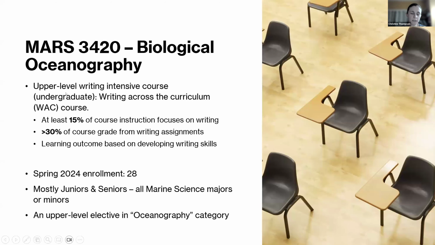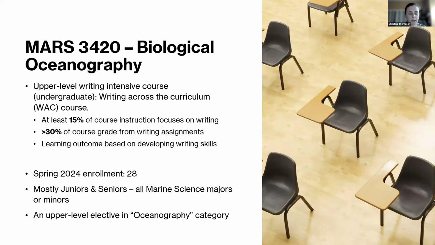So, the course that I am focusing on today is biological oceanography, and it's an upper level writing intensive course. So it's a writing across the curriculum course. And at our institution, the criteria is that at least 15% of the course instruction has to focus on writing, at least 30% of the course grade from writing assignments, and we need a learning outcome based on developing writing skills. And the students at the university have to take a certain number of credits of these writing focus courses.